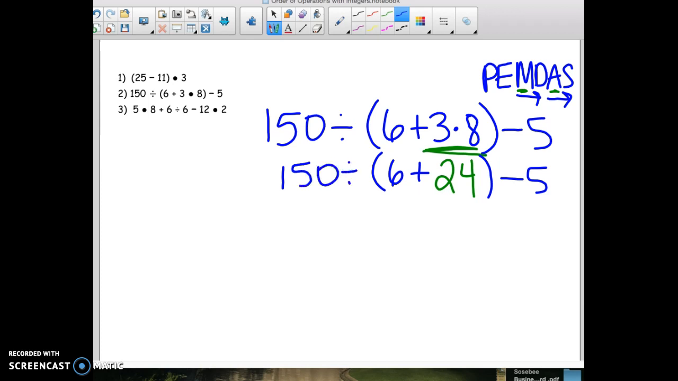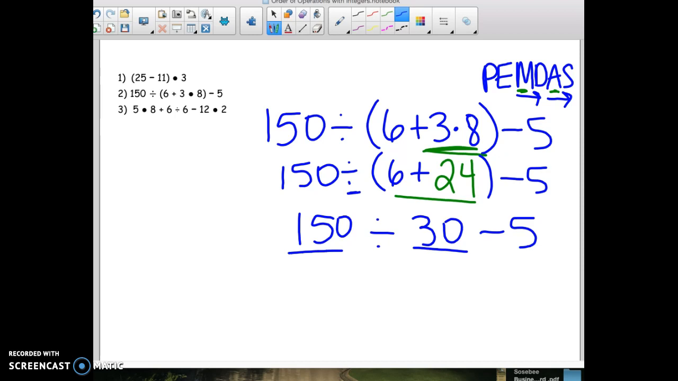We have to finish the parentheses out by doing 6 plus 24, which is 30. And because there's a division sign out here, we can drop the parentheses and just bring down everything else. Now, since we are done with parentheses, we have to look and see, okay, I have division and subtraction. Division has to come before subtraction. So 150 divided by 30, that's 5. And then we have 5 minus 5, which is 0.